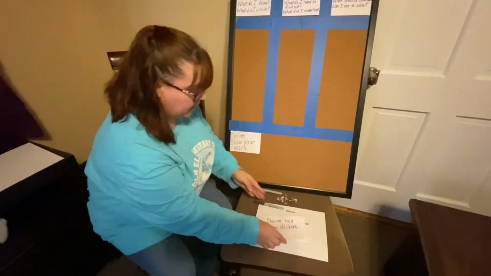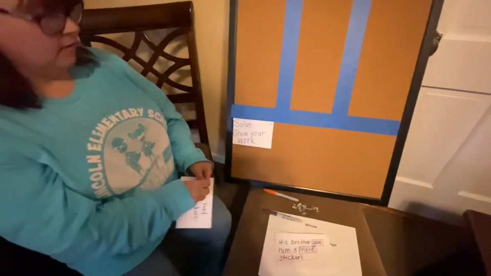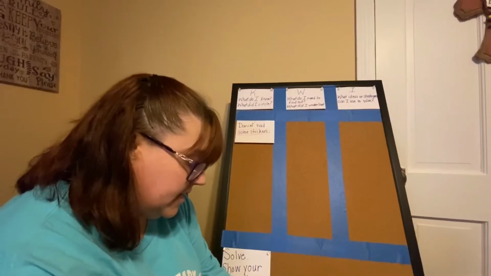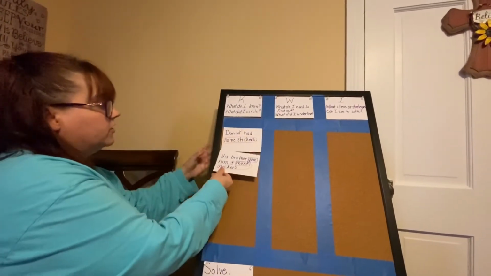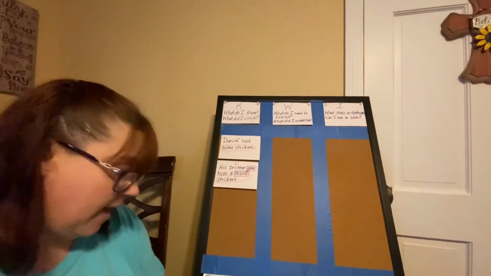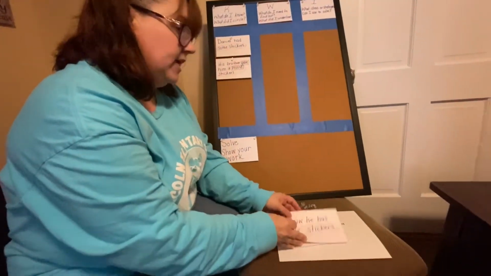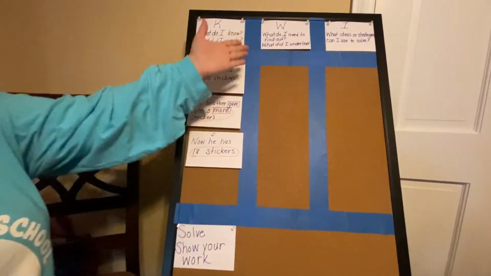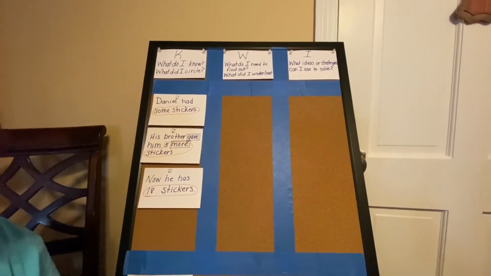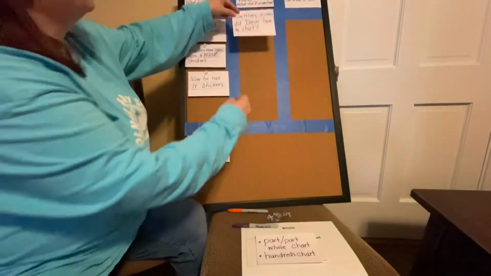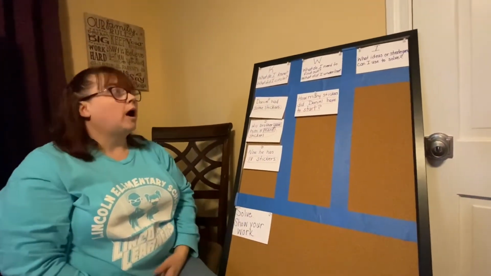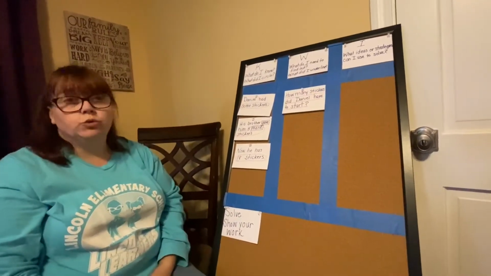So we're going to look at this. And I know, when I look at the K, I know that Daniel had some stickers. Okay? The next thing I know is that his brother gave him 5 more stickers. And the last thing I know is that now he has 18 stickers. Now I need to go to what do I need to find out, or what did I underline? Well, I know I underlined the question, and the question in this problem was, how many stickers did Daniel have to start?